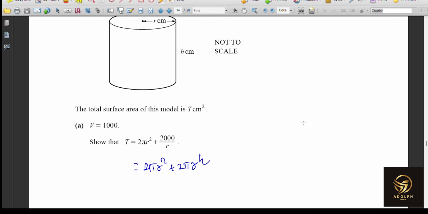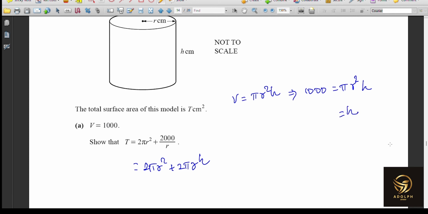They gave the volume as 1000, so the volume of a cylinder is πr²h. The h value is what we have to find and substitute, because there is no h in the required expression, and they gave the volume as 1000. So this step will become 1000 equals π into r² into h.